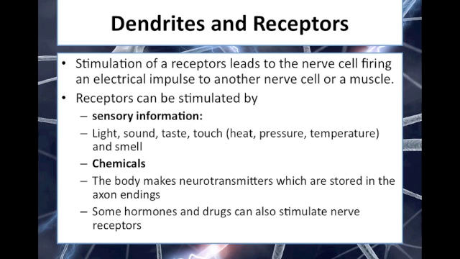Receptors can also be stimulated by chemicals. For example, our bodies make neurotransmitters, they also make hormones, and these kinds of chemicals can often stimulate different types of nerves. Also, we can synthesize man-made chemicals, so when people are being treated with drugs, very often these drugs mimic the effects of neurotransmitters, so they have an effect on the nervous system.